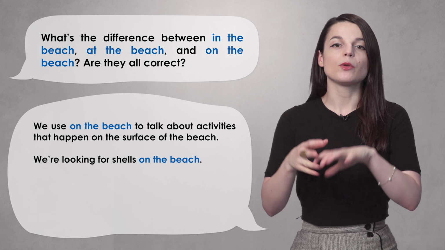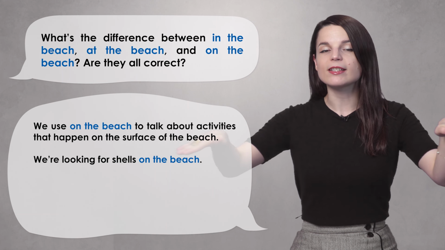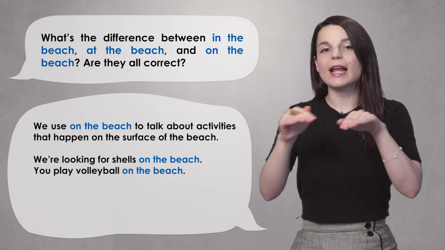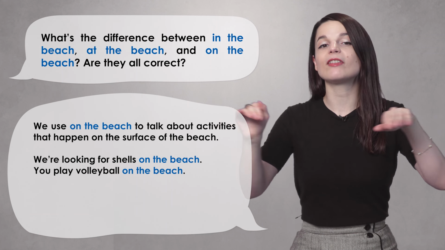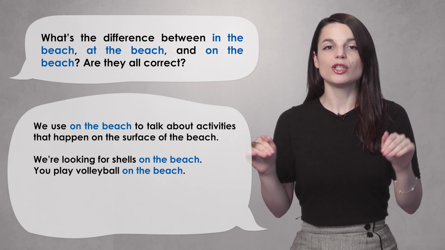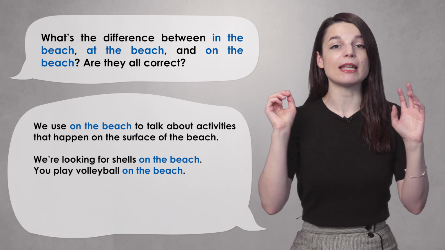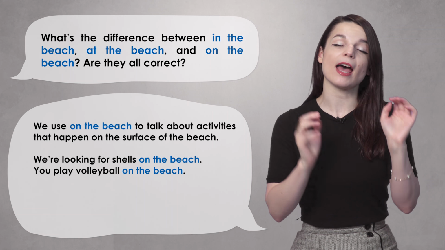on the beach. So these are things that happen on the surface of the beach, like you play volleyball on the beach. These are things that happen like on the sand. You can think of it as the surface of the beach. So when you want to talk about a specific location, use at the beach. Let's meet at the beach. Or I saw my friend at the beach.